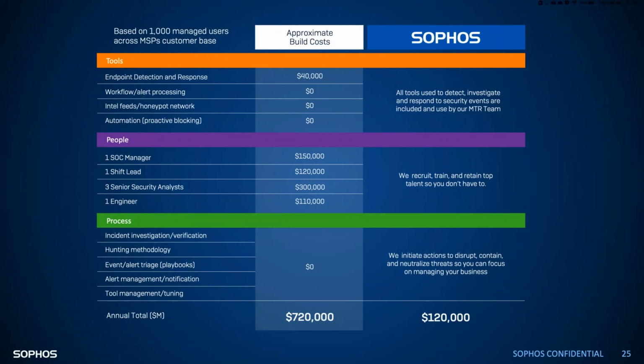It's going to require people. A SOC manager, in most geos, you're not going to get for $150K. You're certainly not going to get three senior security analysts for $100K each, and then an engineer for $110K. You might in specific US geographies or other geographies around the world. But what I wanted to say is, listen, it's a no-brainer, right? You're not going to be able to build out a 24/7 SOC with security analysts that can do this type of work. So if we look at the build cost of everything, you're talking about $720,000 annually for about 1,000 users. Maybe you can go up to a little bit higher.